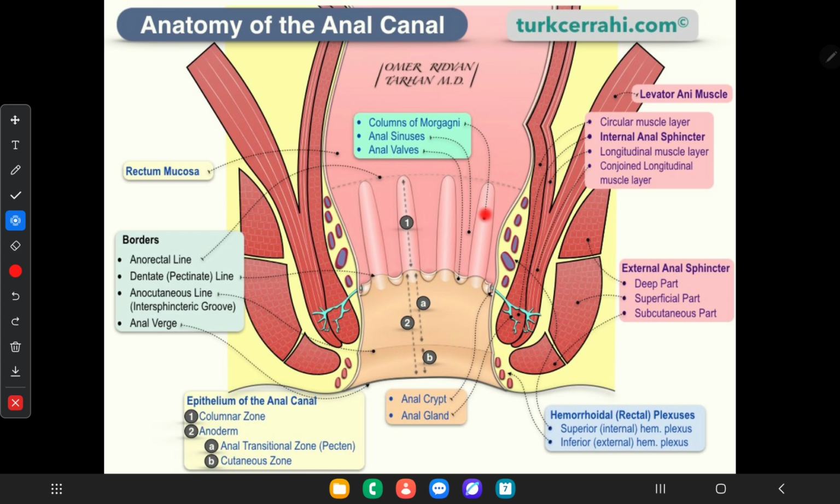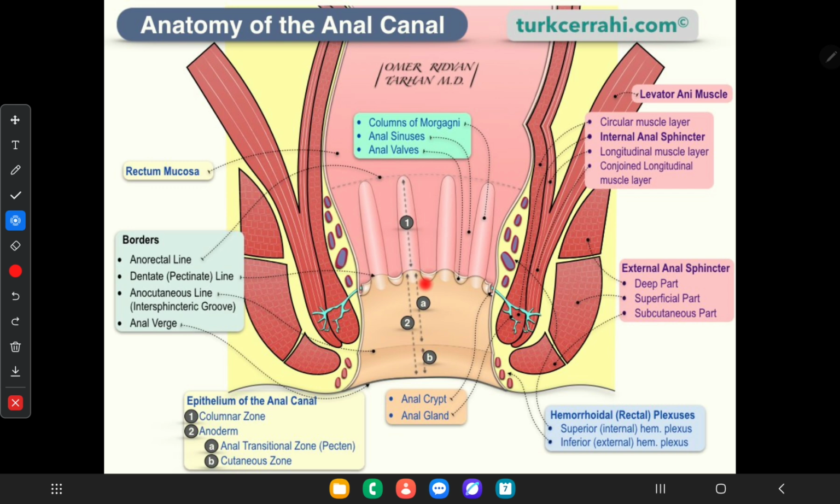The next important feature is the anal valves. You can see these are the anal valves. They are transverse folds of mucous membrane, while the columns of Morgagni are longitudinal folds, and they unite at the lower ends of the anal columns. When you pass hard stools, there can be injury to these anal valves causing anal fissures.